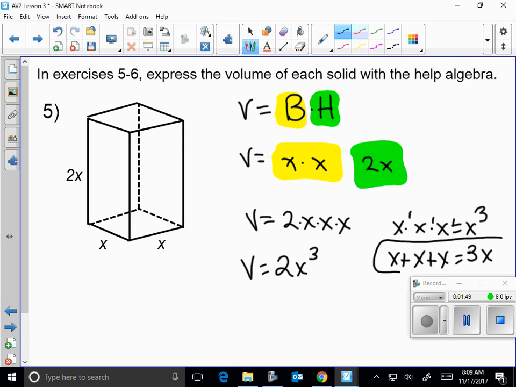This is not what we're looking for, unless we're adding x's. When you multiply, you add the exponents. Cool. So our volume would be 2x cubed.